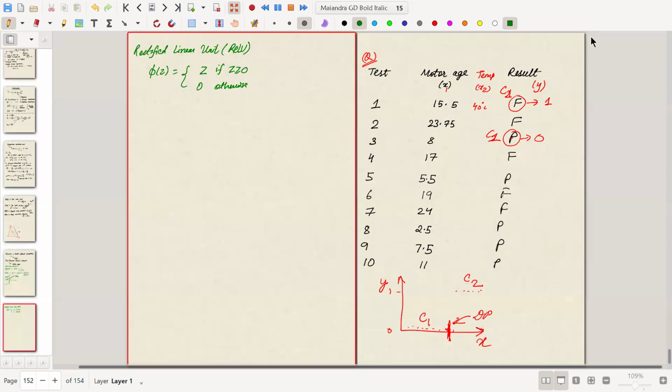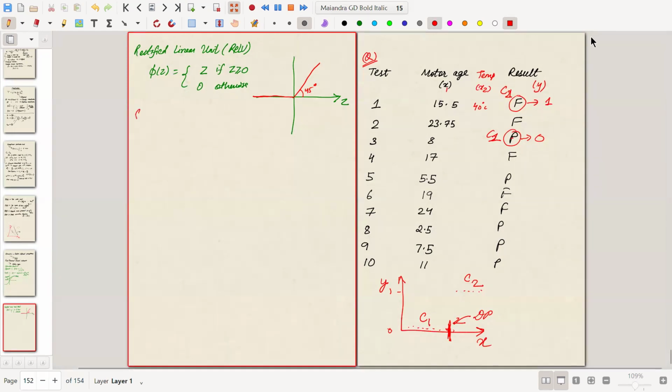So it's very easy to plot this function, isn't it? For z greater than 0, it is linear, passing through the origin and making a 45-degree line. Otherwise, if z is less than 0, it is 0. This is the ReLU function.